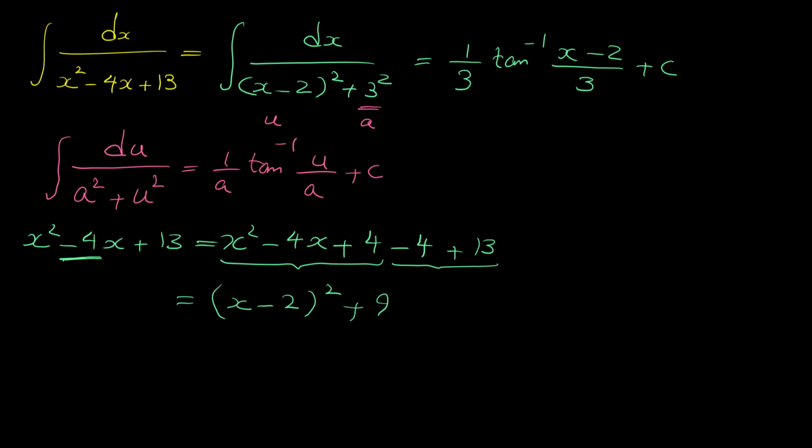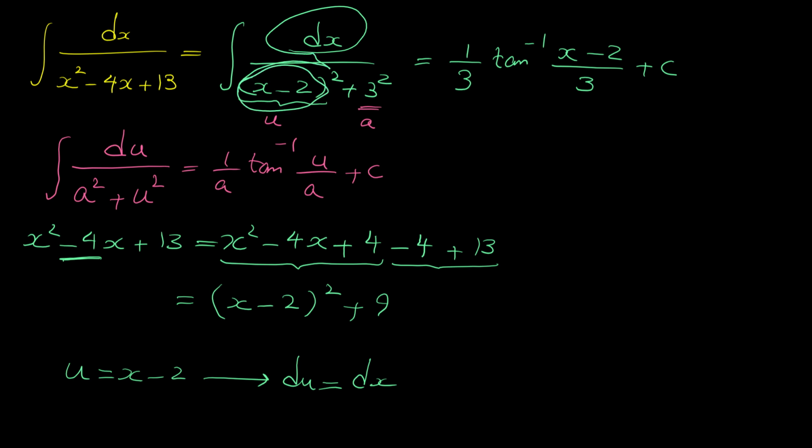Because if you choose u to be x minus 2, immediately by taking the derivative of both sides, you can see that du is dx. And so this plays the role of du over u to the 2 plus 3 to the 2. So it's not really necessary to do the actual substitution. Apply the formula right away to the integral and find the answer.